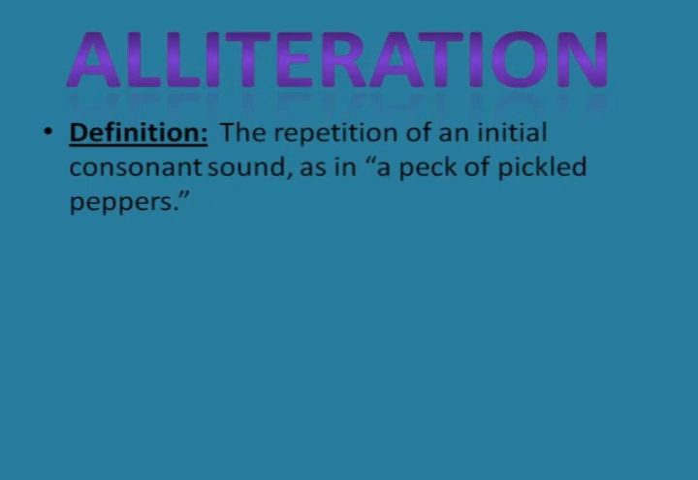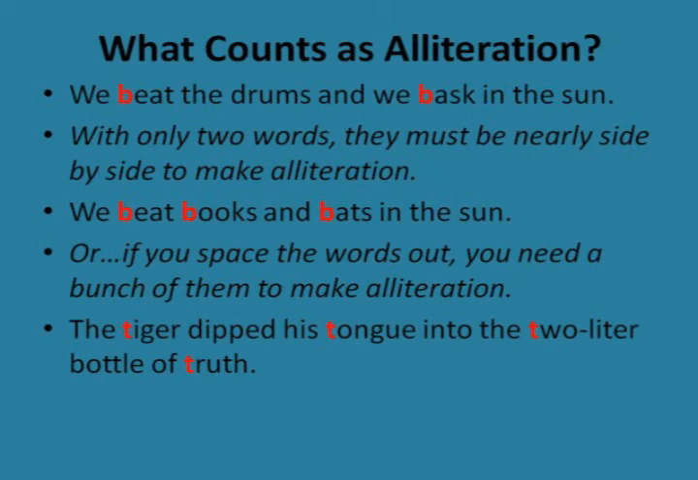Okay. The alliteration definition is a repetition of initial consonant sounds, as in "a peck of pickled peppers." You see the PPP? That is a repetition of the letter P. Listen closely to this. This is what counts as an alliteration. "We beat the drums and we bask in the sun."